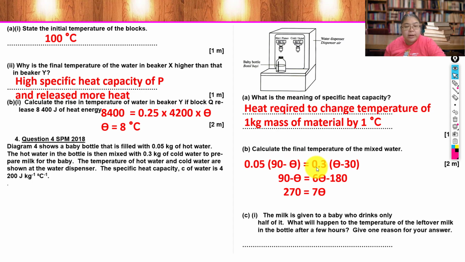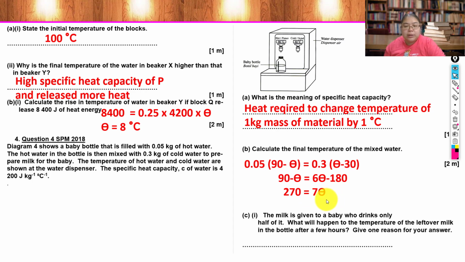Equal, because finally equilibrium, so we can put the equal sign here. 0.3 is the cool water, so the final temperature is surely higher than the cool water. So we take θ minus 30. Both θ are the same thing. After I do the calculation, this one you can solve by using your calculator, I get 270 equals 7θ.